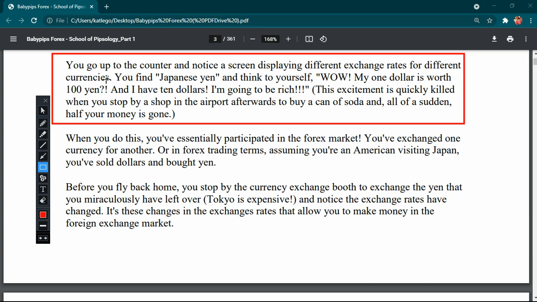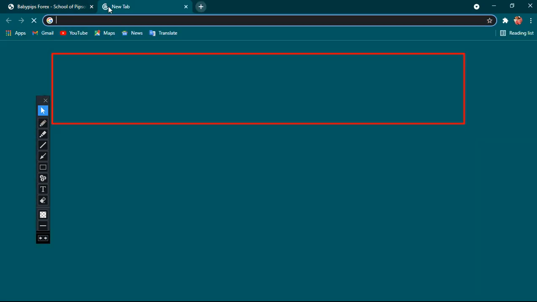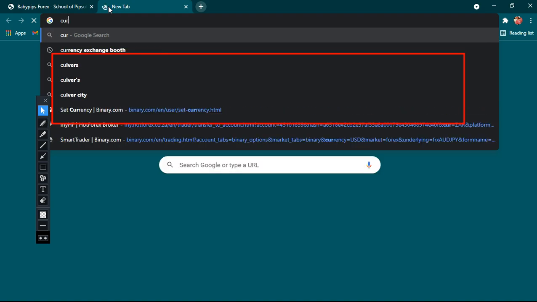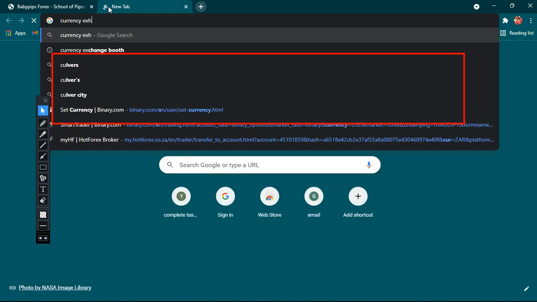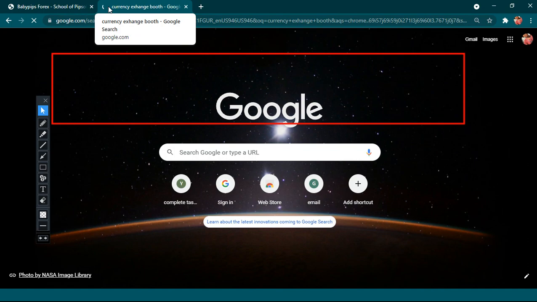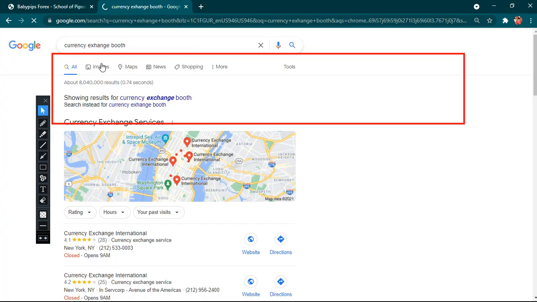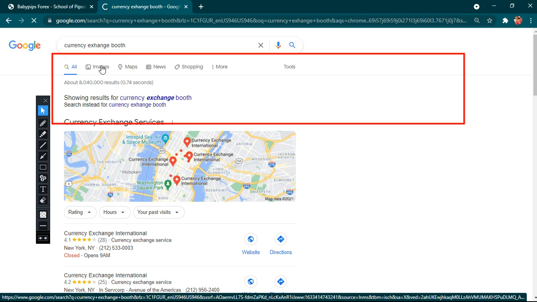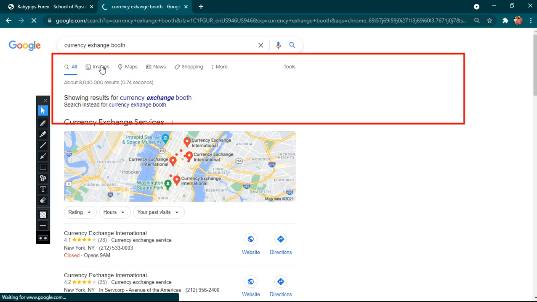Now maybe for those who have never been to the airport, let's try to search what is a currency exchange booth. I want to show you what they mean by displays of different currencies. I believe Google has it. It should have it. Why is it taking so long?